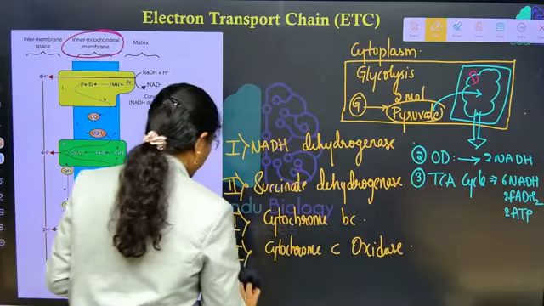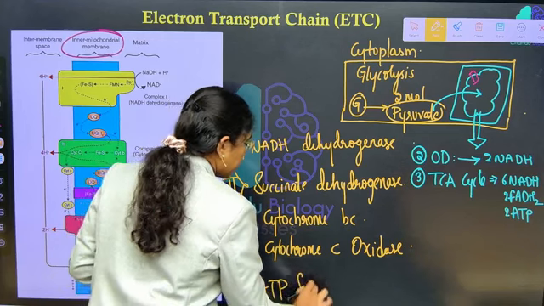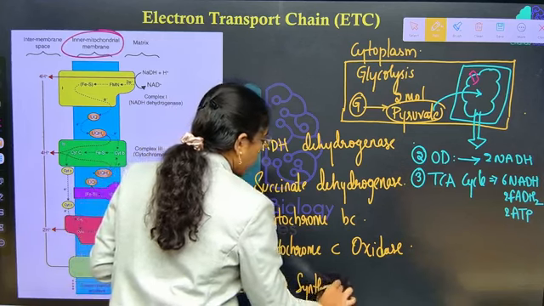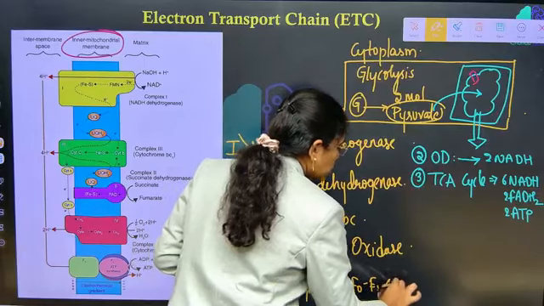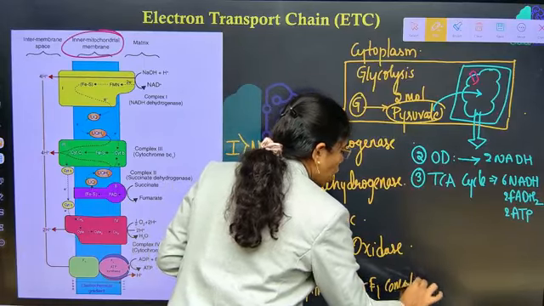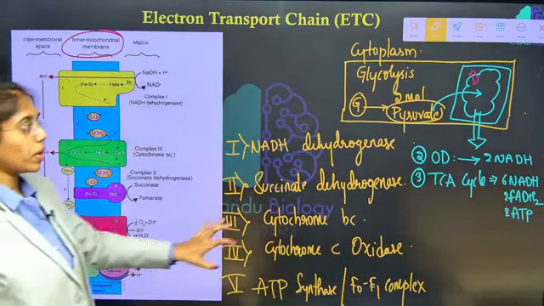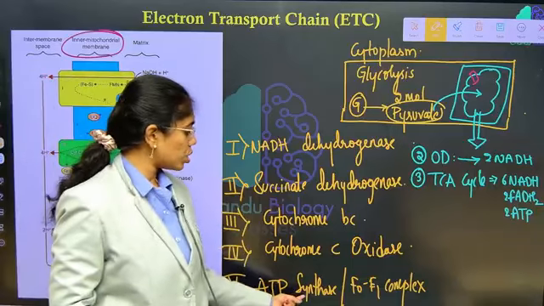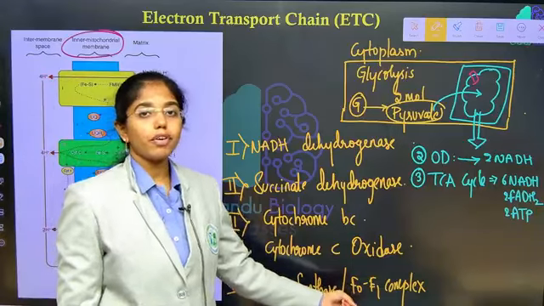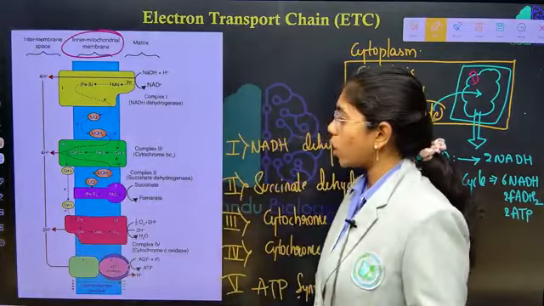And complex 5 is ATP synthase. ATP synthase or F0 F1 complex is also known as oxysomes or Fernandez-Morgan particles. Keep this noted, we will get questions with different synonyms. So complex 5, which is ATP synthase, F0 F1 complex, is also known as Fernandez-Morgan particles or oxysomes.